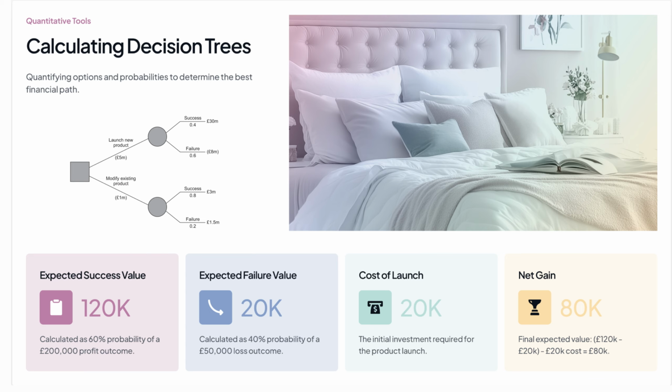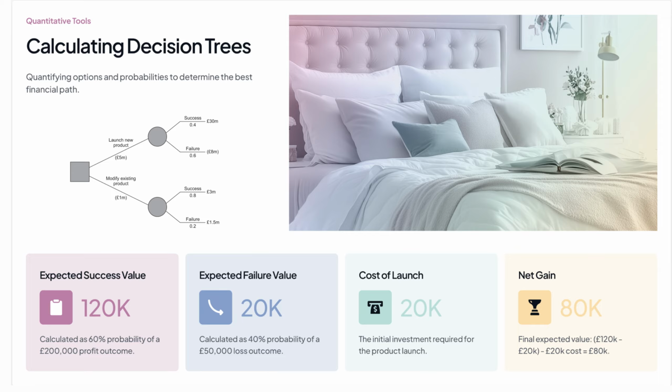The weaknesses of this: those probabilities are just guesses, and decision trees only include financial factors and mostly assumptions. They ignore things like staff morale or brand image. So use them as a guide, not as gospel.